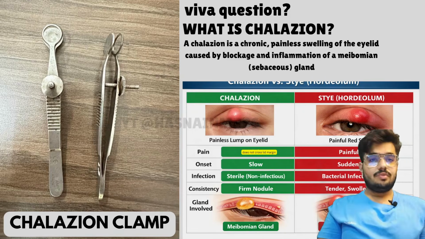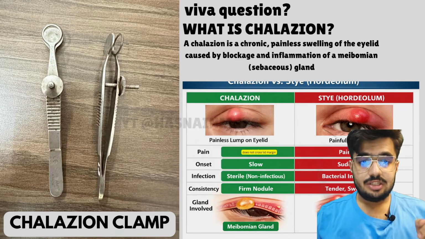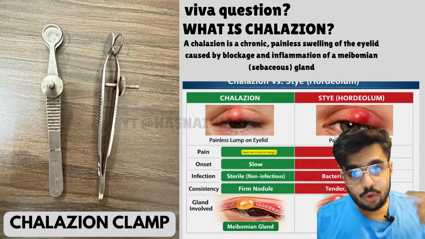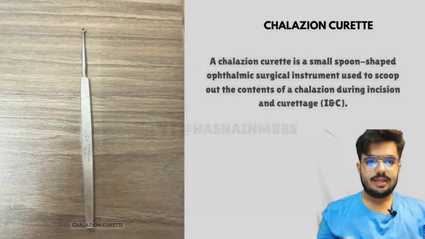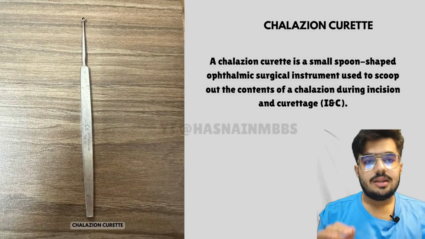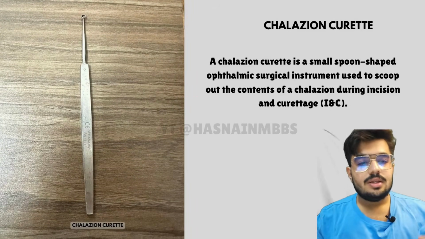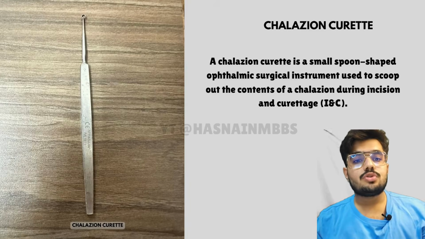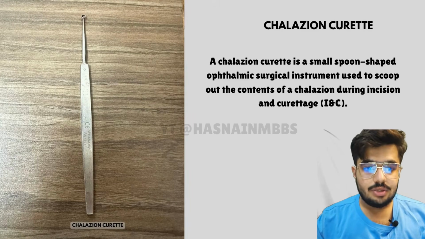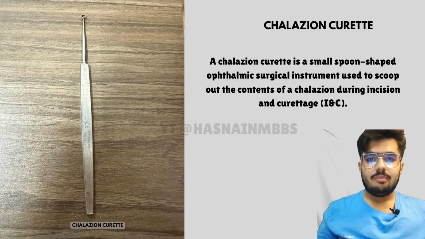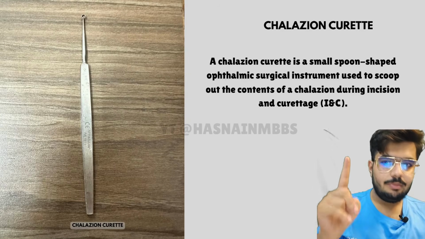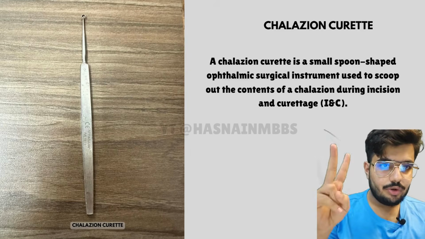And I have mentioned we use this instrument for the incision and the curettage. How we curette out this substance? There is another instrument, our second instrument, that is called Chalazion curette. नाम में लिखा हुआ है Chalazion curette. It is used to remove the content of the Chalazion during the incision and curettage. So now we have completed our two instruments, Chalazion clamp and Chalazion curette.